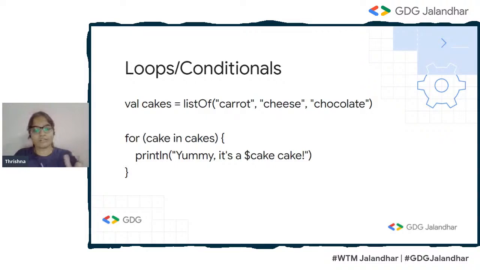It's a dollar sign and then cake. So here the dollar sign is used within the double quotes to represent the value of the variable. Okay, so here the value of cake can be carrot, cheese and chocolate. Okay, so if you want to specify that particular value, you would use the name of the variable preceded by the dollar sign.